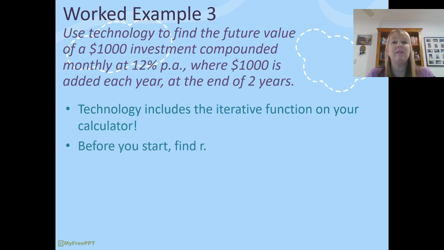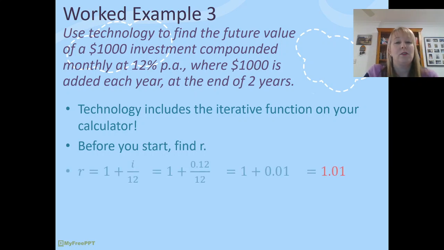Now, before we do that, we need to find the value of R and show some working on our paper. So in this case, we've got a $1,000 investment. It's compounded monthly at 12% per annum. $1,000 is added every year, and we want to find out its value at the end of 2 years. So we're talking after 24 compounding periods. So firstly, I'm going to take my interest rate, which is 12%. I'm going to change that to a decimal, which would be 0.12, divide that by 12, and then add 1 to it. So I got the value of R. R is equal to 1.01, and this is the number I'm going to use on my calculator.